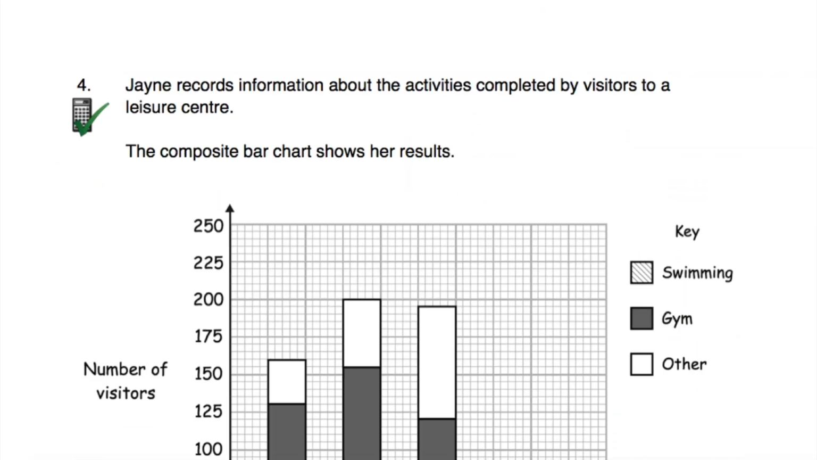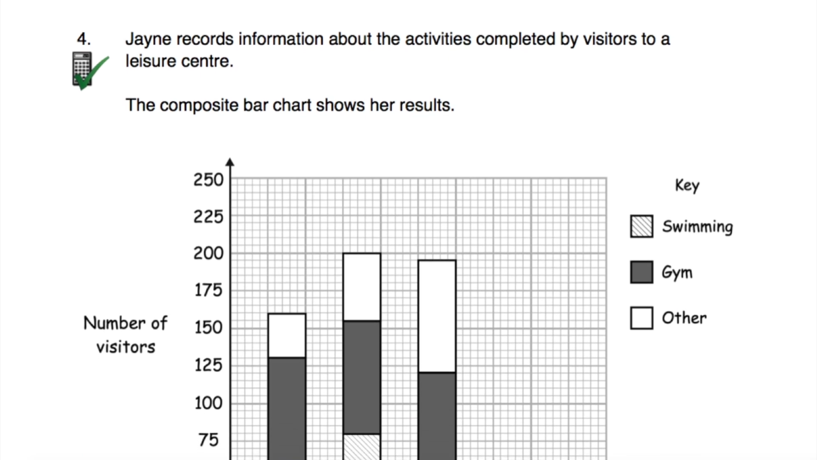Okay, let's have a look at our next question, question number 4. Question number 4 says, Jane records information about the activities completed by visitors to a leisure centre. So obviously Jane must work in the leisure centre, and she's recording information about the activities completed by those visitors. If we have a look at the key, we've got swimming. These little diagonal lines represent the section of the bar for swimming. Then gym, that's shaded in dark grey, and then we've got other, which is white.